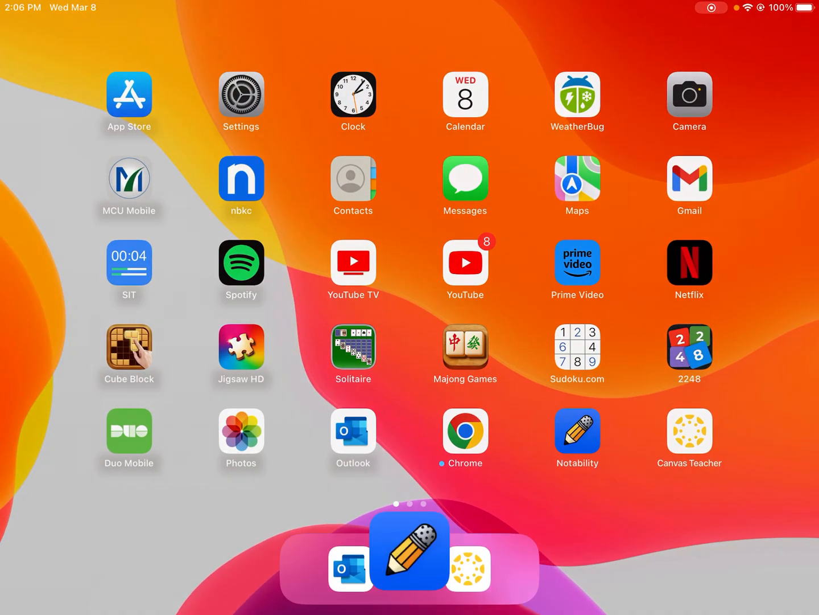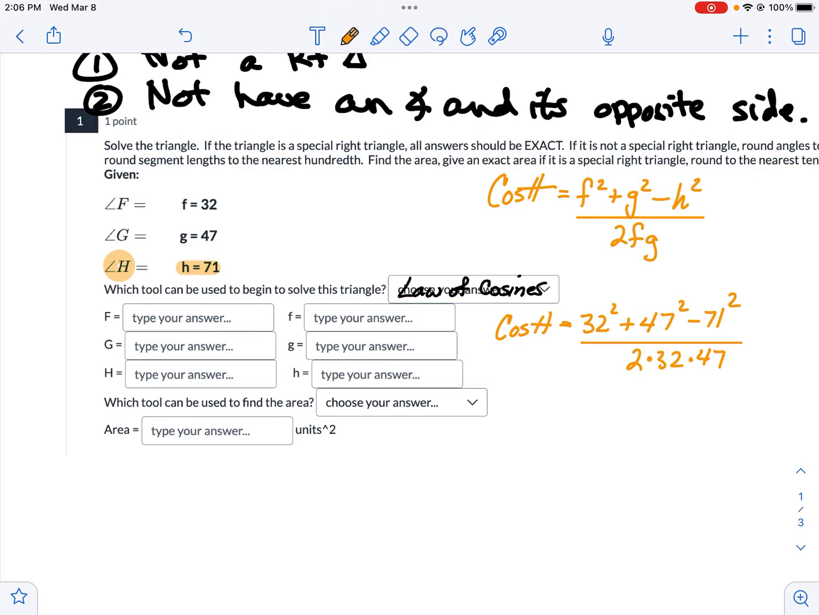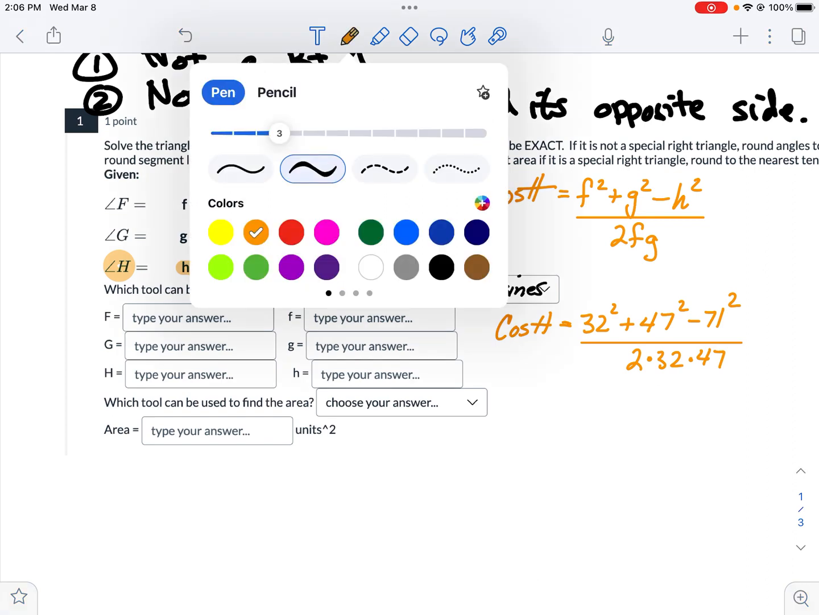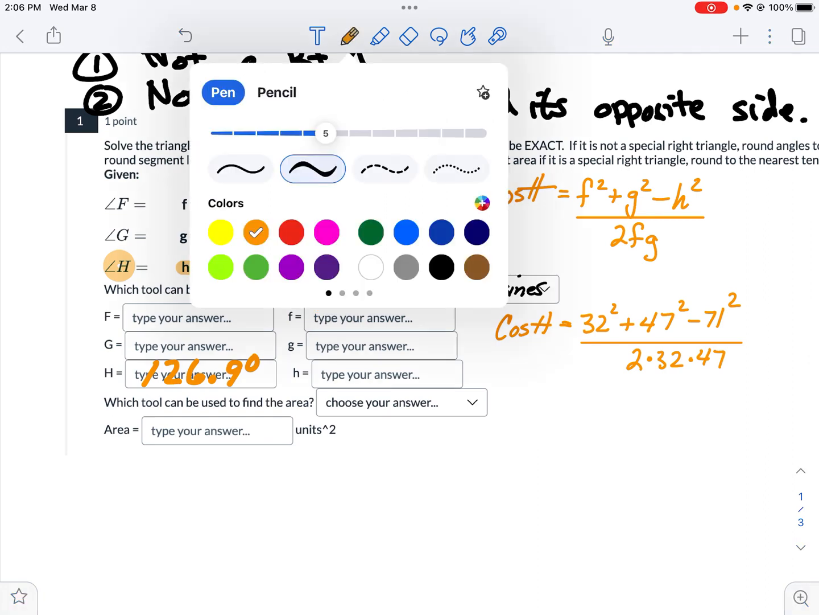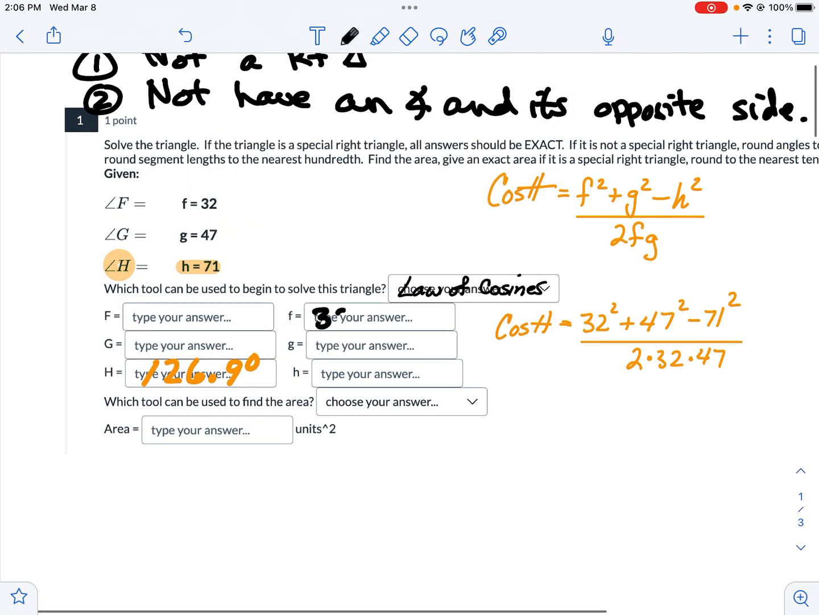So I'm going to go here, and H comes out to be 126.9 degrees. And I know this is 32, and I know this is 47, and I know this was 71.